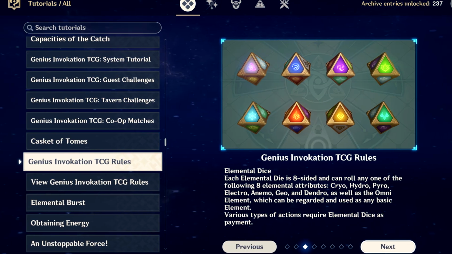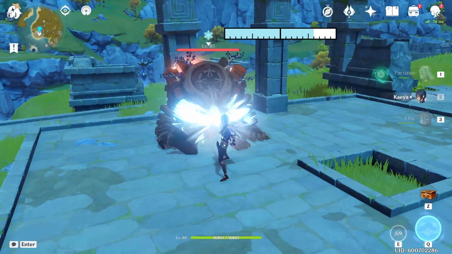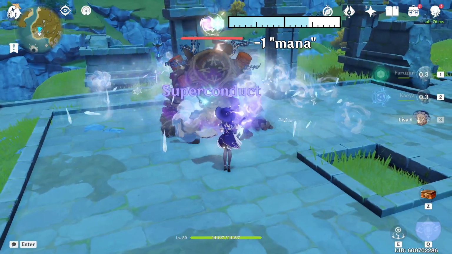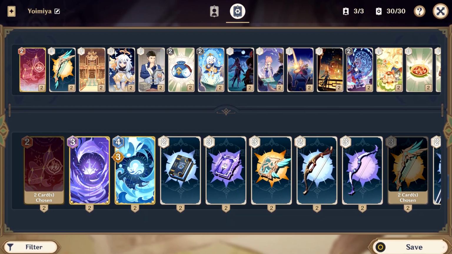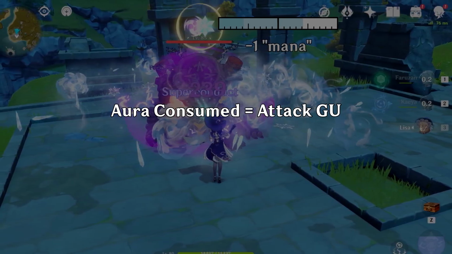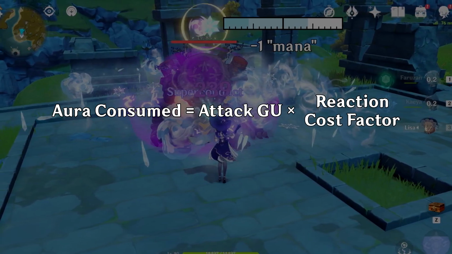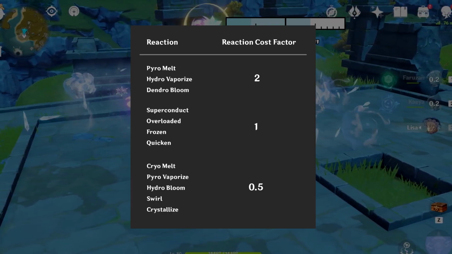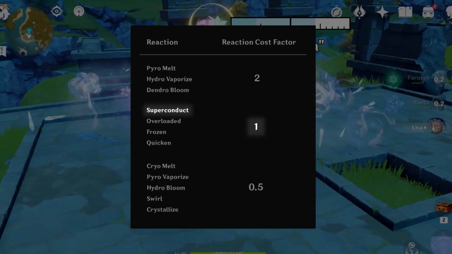If you're familiar with card games or most other games that use spells, one way I like to think of it is that the elemental aura is like a resource or mana bar. Every time we want to trigger a reaction, we need to spend some of that mana. Just like how different spells can cost different amounts of mana, each reaction also has its own reaction cost. The reaction cost, also known as a reaction coefficient, is a factor that multiplies how much aura is consumed when you trigger a reaction. I use superconduct in all the examples I've shown so far because it happens to have a reaction cost factor of 1.